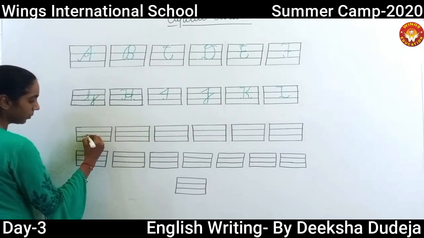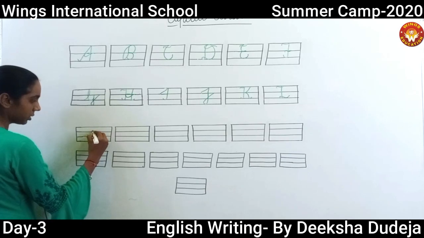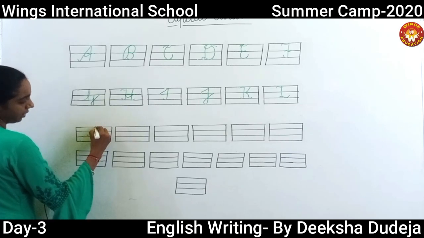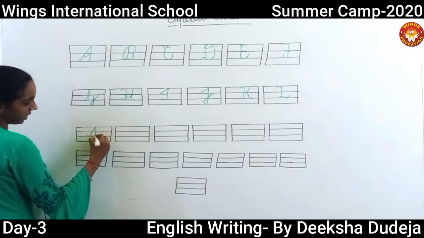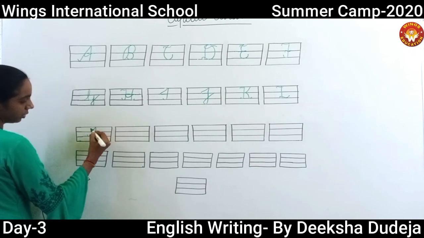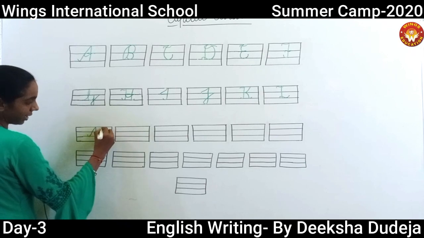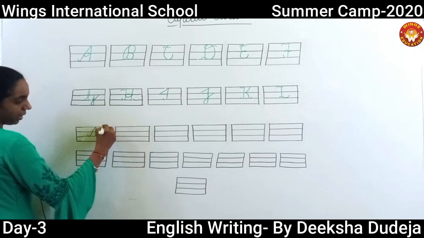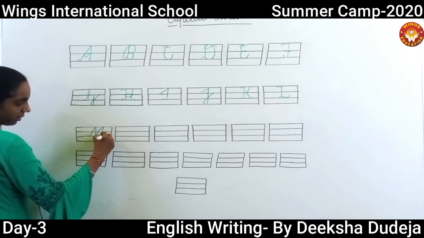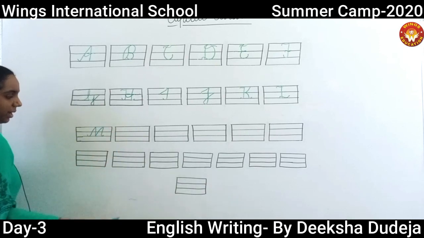Start from the third line. I draw the symbol of right, and one standing line, first line to third line. Third line to first line I draw a slanting line. And I draw first line to third line, a standing line, and round this line.